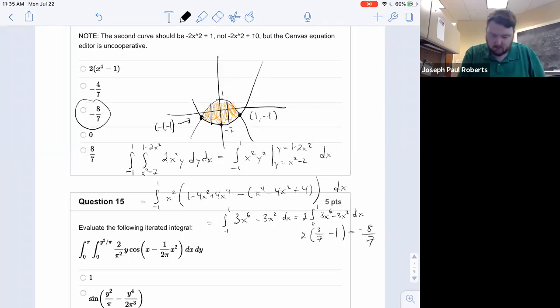So yeah, just be a little careful. Don't go too fast like I did. 4x to the fourth minus x to the fourth, of course, is 3x to the fourth, but then times x squared. Yeah. All right.